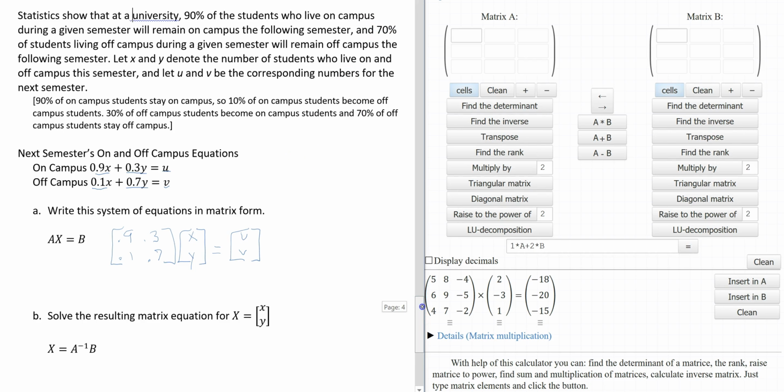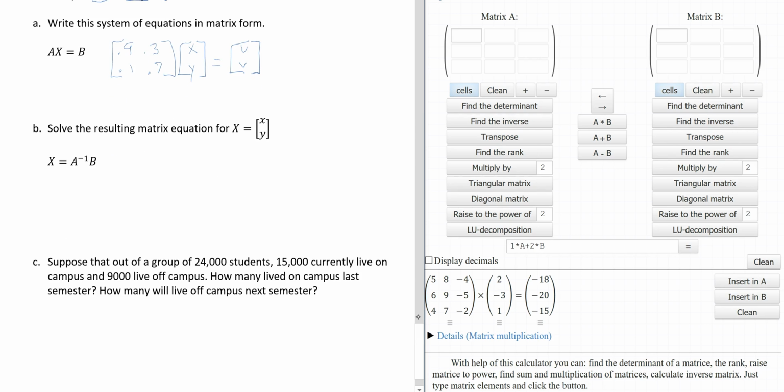Okay, the second part, part B, says solve the resulting matrix for X. It just wants X equals because at this point in time we don't have any values for U and V. So X is the matrix XY. And that is going to equal the inverse of matrix A, so 0.9, 0.3, 0.1, and 0.7 to the inverse power. And that will be multiplied with matrix B, which is U and V. So that's what matrix X equals.